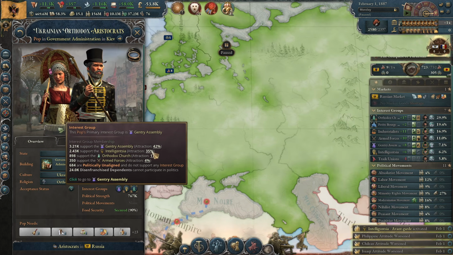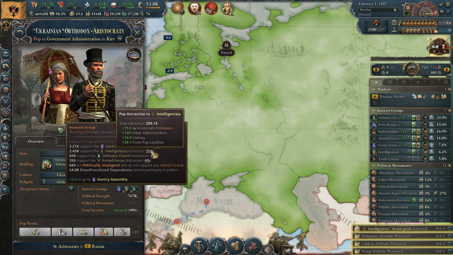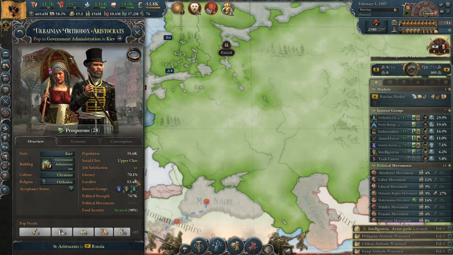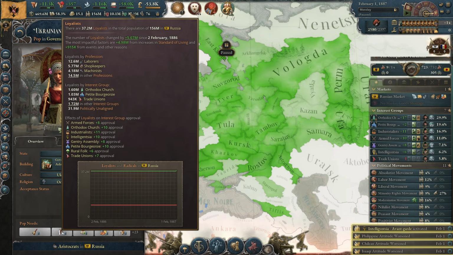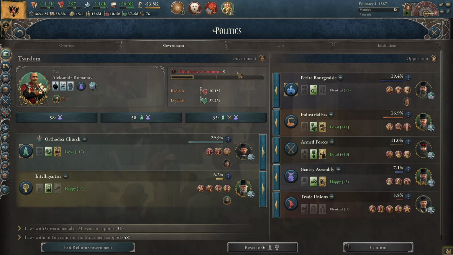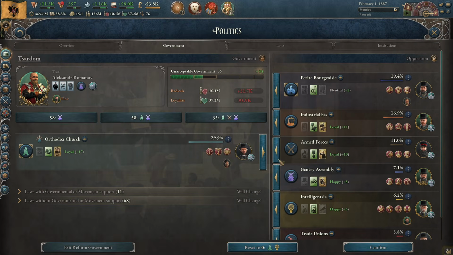Now the support for the intelligentsia is going to move towards 35% of this pop group, up from 33%. And if we were to get more pop loyalists among the group, they would support the intelligentsia more because the intelligentsia are a part of the government. Which means pop loyalists can make it really easy to cement whoever's in power, and radicals can make it a lot more difficult because they don't want to support that current government.